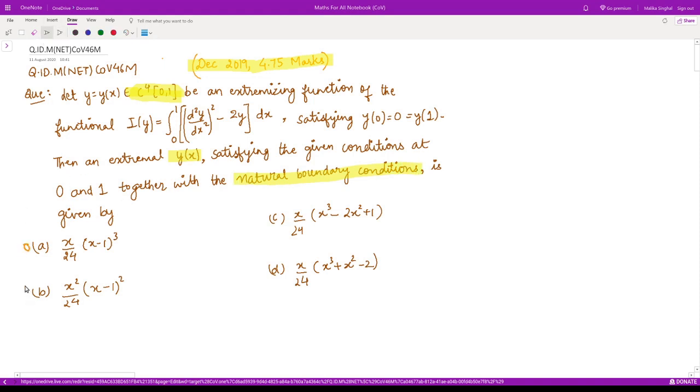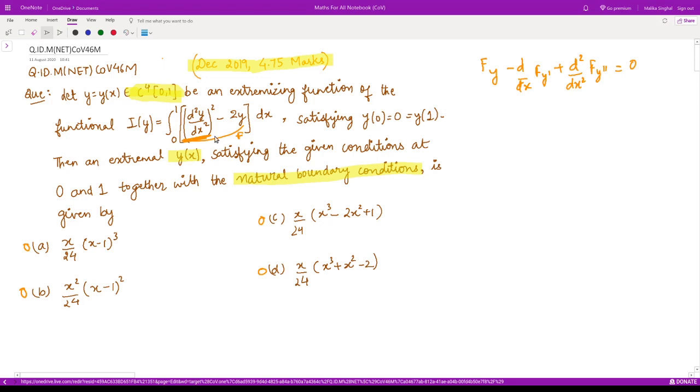So we need to tell what is the extremal to the given variational problem. Let us solve this. The Euler equation: this functional contains the second derivative, so what would be the Euler equation for higher order derivatives? If this is my f, it would be f_y minus d/dx of f_y' plus d²/dx² of f_y'' is equal to 0.